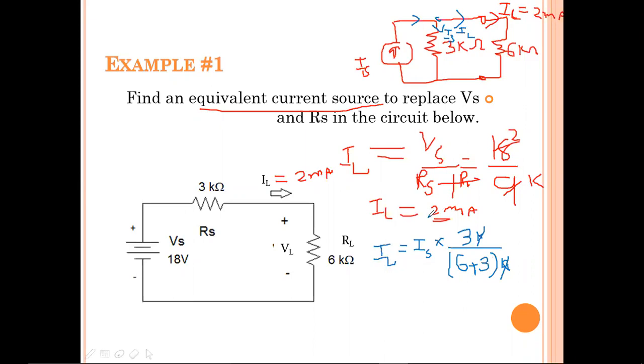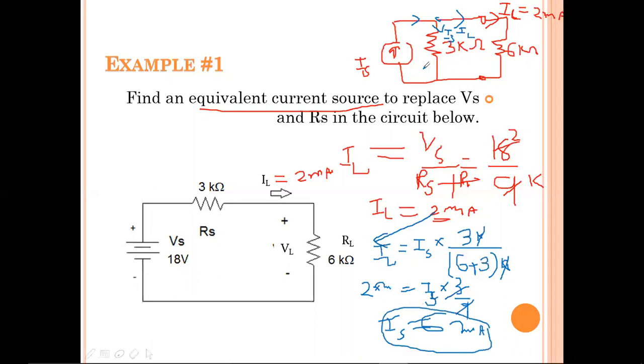So what is the value of IL? 2 milliamps. If you substitute this, 2 milliamps is equal to Is into 3 by 9. Then the value will be Is equal to, how much current is sent to the entire circuit? 6 milliamps. 6 milliamps of current is being sent through the circuit.